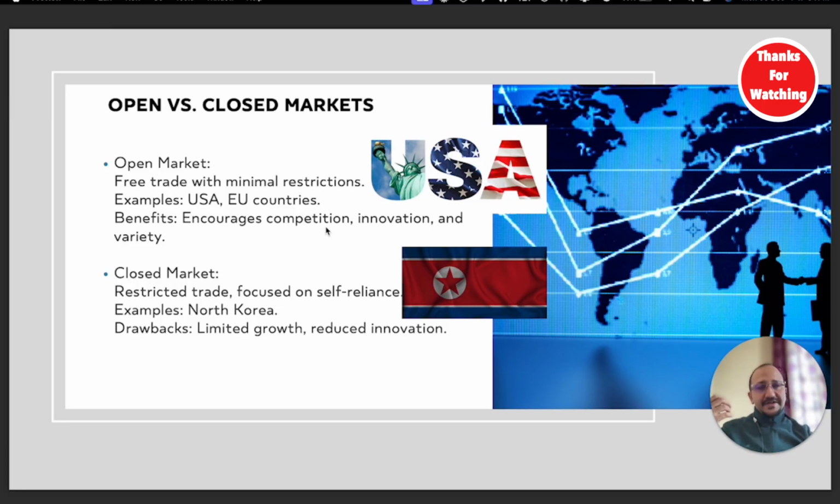In USA, in India, government restrictions are there, but still we are an open market. And we trade. We trade with the world. We buy things, we sell stuff. Imports, exports are good. So that is why competition is there.